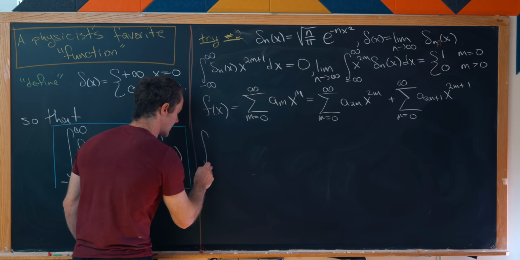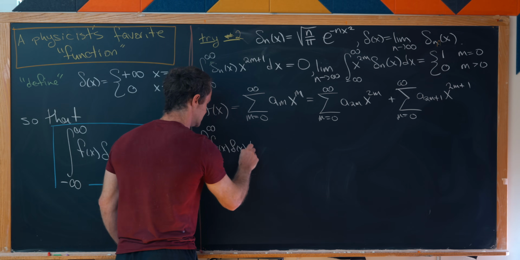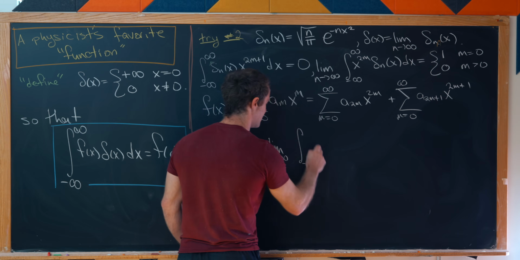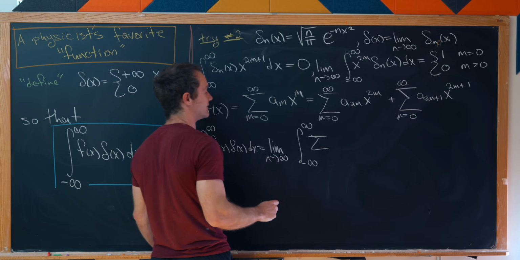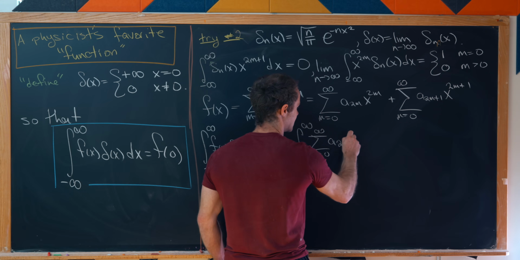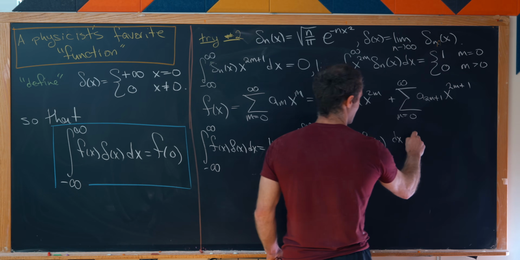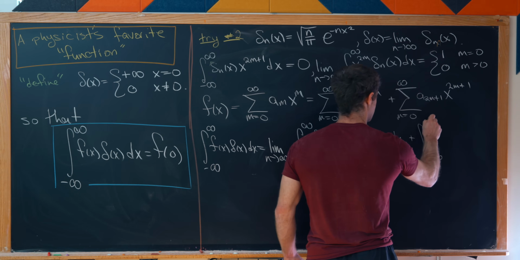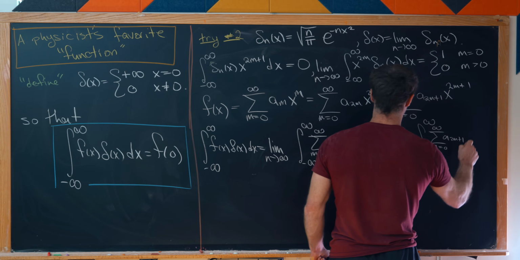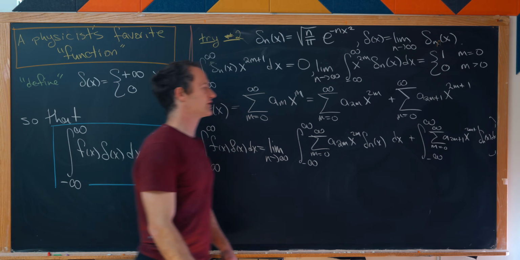Okay, and then for our final calculation, we have the integral from negative infinity to infinity of f of x delta n of x dx will give us the limit as n goes to infinity of the integral from minus infinity to infinity of the sum of the even part. So this is going to be the sum as m goes from 0 to infinity of a sub 2m times x to the 2m times delta n of x dx. And then we've got the odd part as well. So that's going to be the integral from minus infinity to infinity, and then we'll have the sum as m goes from 0 to infinity of a sub 2m plus 1 x to the 2m plus 1 delta n of x dx. Great, so we're left with something like that.